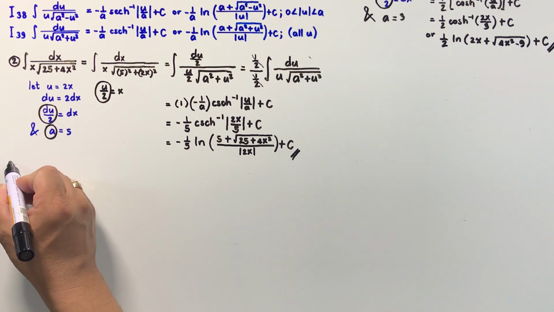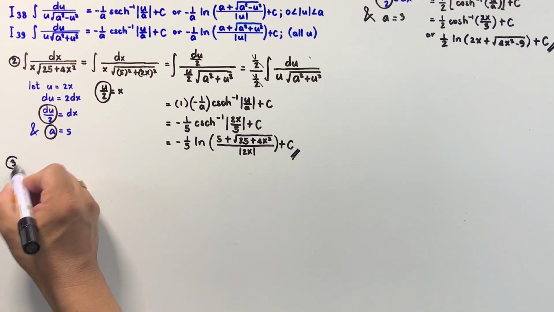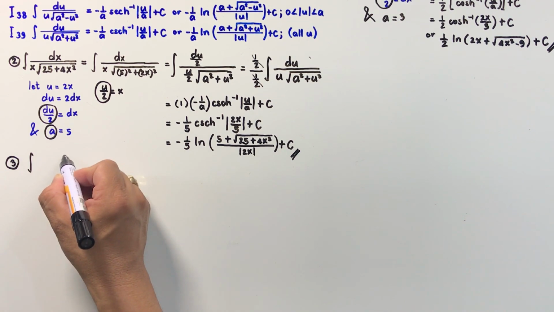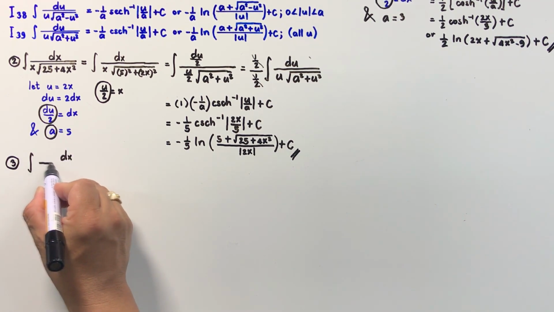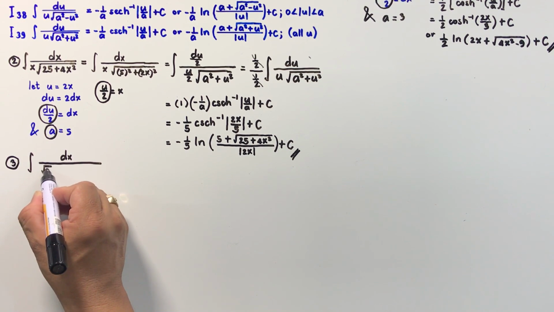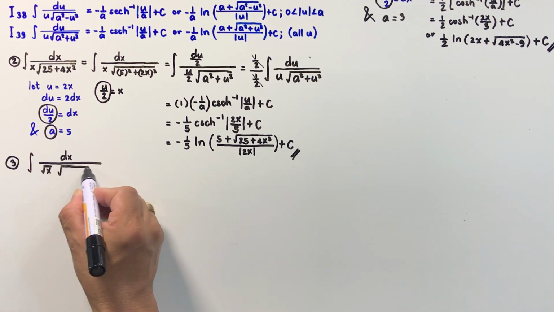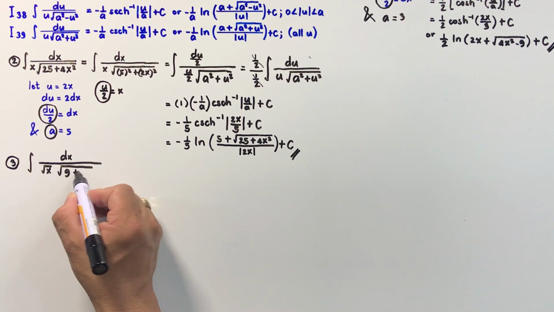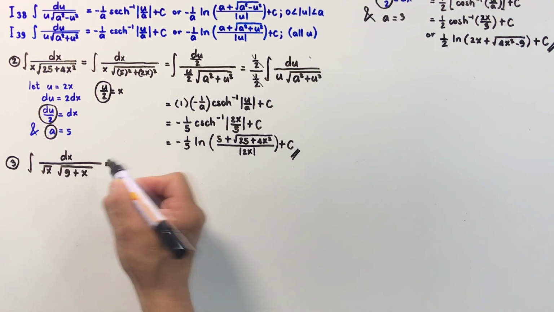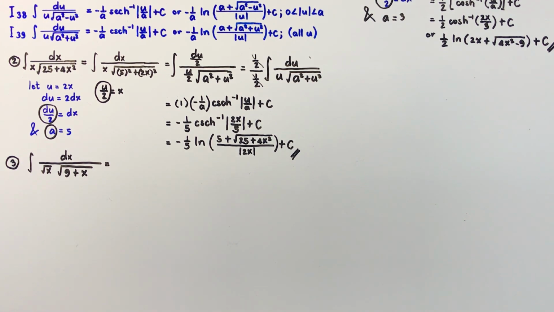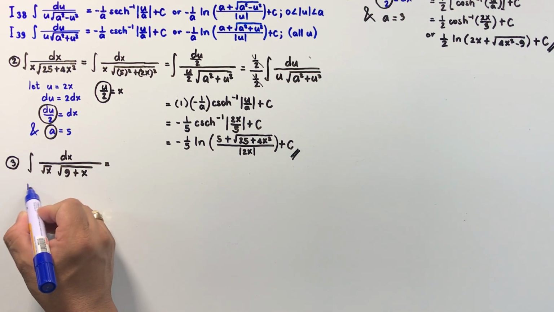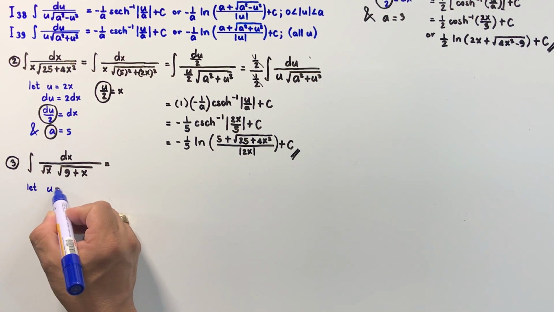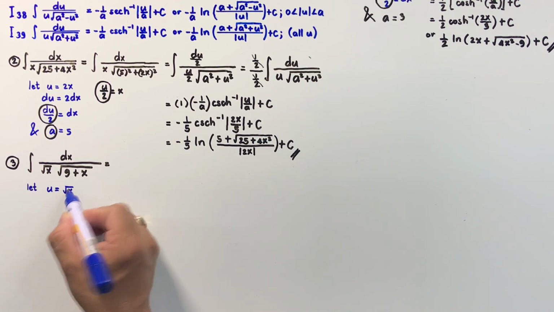So let's proceed to our example number 3 here, which is the integral of dx over the square root of x times the square root of 9 plus x. So how do you find the integral of that rational function? Now we see here that our radicand can be a sum of two squares when you let your u be equal to the square root of x.